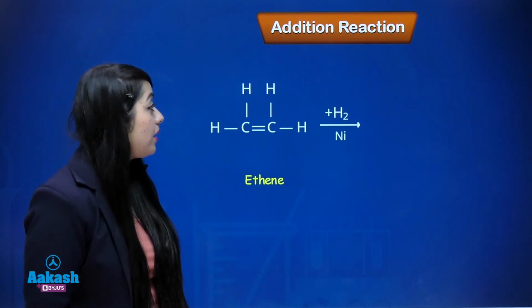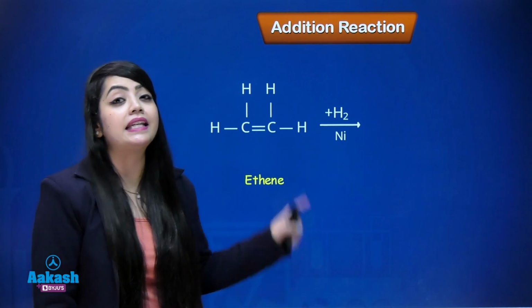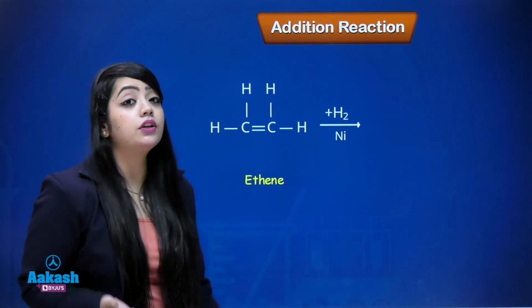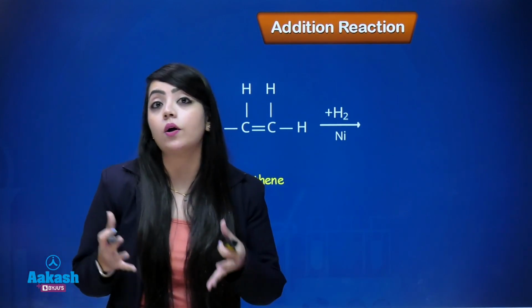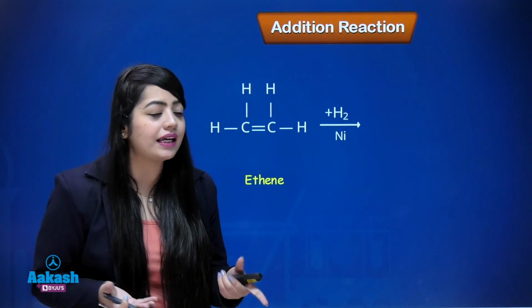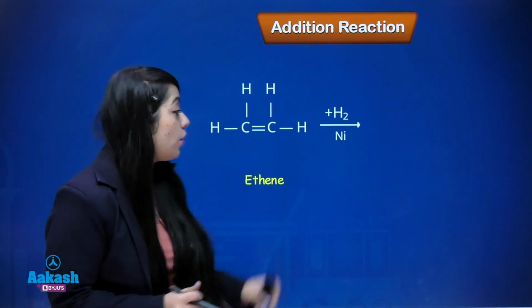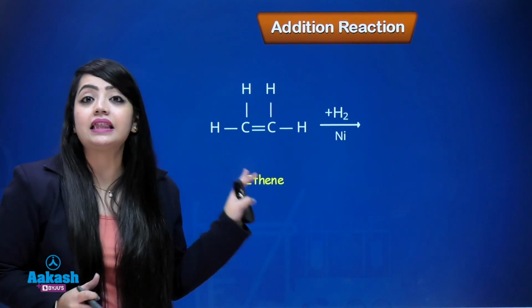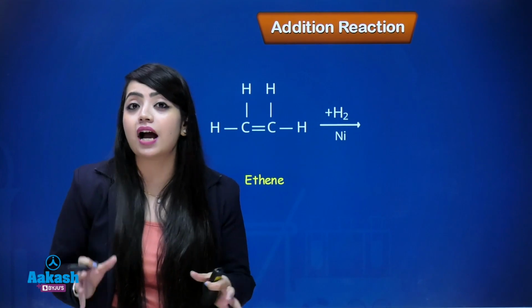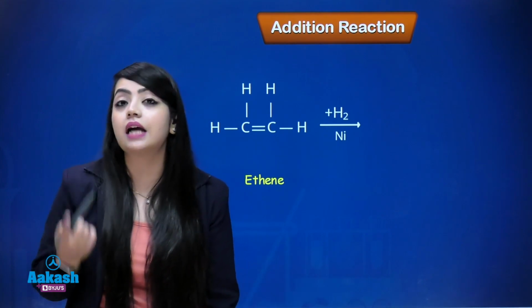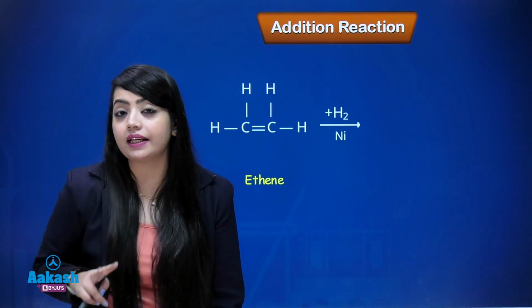And if I talk about the catalyst here, that will be nickel, right? Instead of nickel, you can also use platinum or palladium here. And what was that reagent? That reagent was hydrogen gas, right, students? So you can see on the screen that we have ethene. That means a hydrocarbon which contains carbon-carbon double bond in it, right? A two carbon containing compound.